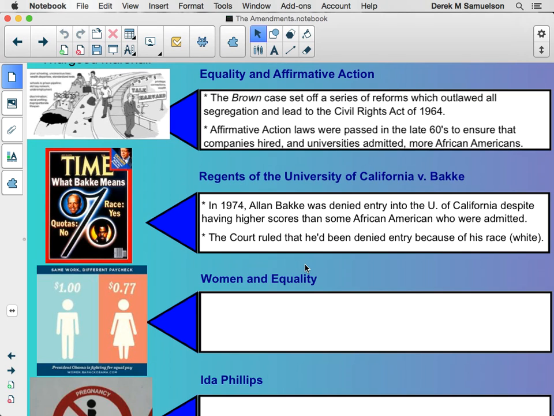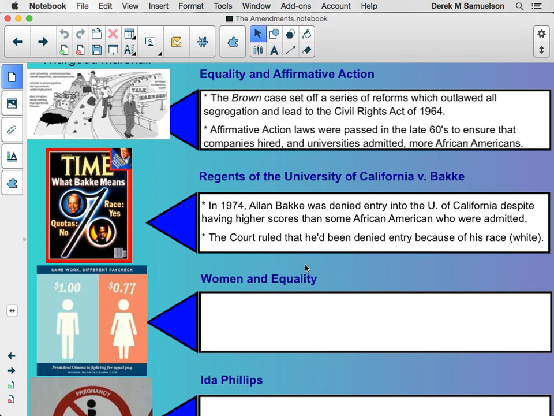Well, anyway, he was denied entry into the University of California despite having higher scores than African Americans who were admitted. So Allen was a white man, and he was denied admission to this school that had been admitting African Americans who tested lower than he did. So based upon those test results, Allen should have been entered. And he argued that the only reason why he wasn't admitted into University of California was because of his race.